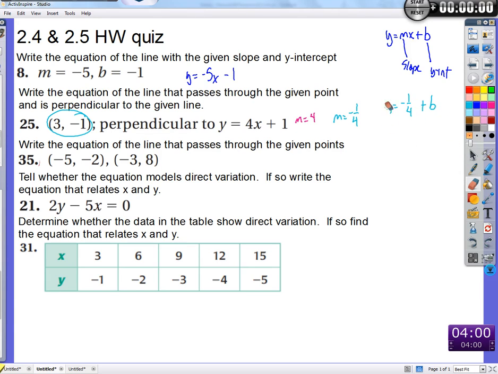All right, so we plug the point in. We have an x and we have a y. X is 3, and y is -1. -1 equals -3/4 plus b, and b equals, what's b equal? 1/4? -1/4. Okay, so we have b, and we have m, so y equals mx plus b, which is y equals -1/4 x minus 1/4.